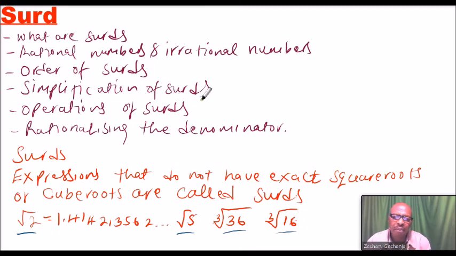We have also simplified the surd. When we are given a surd and the number under the root sign can be simplified, then we can do that. Then we have looked at operations of surds, that is adding, subtraction, and multiplication. We have not covered rationalizing the denominator.